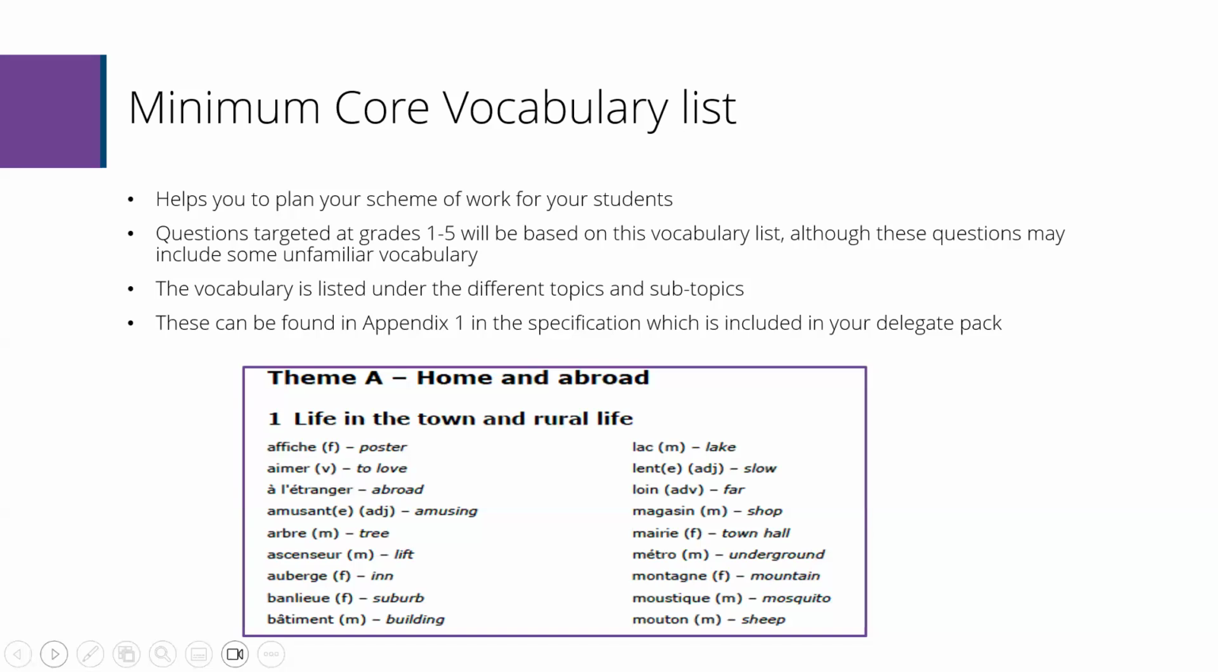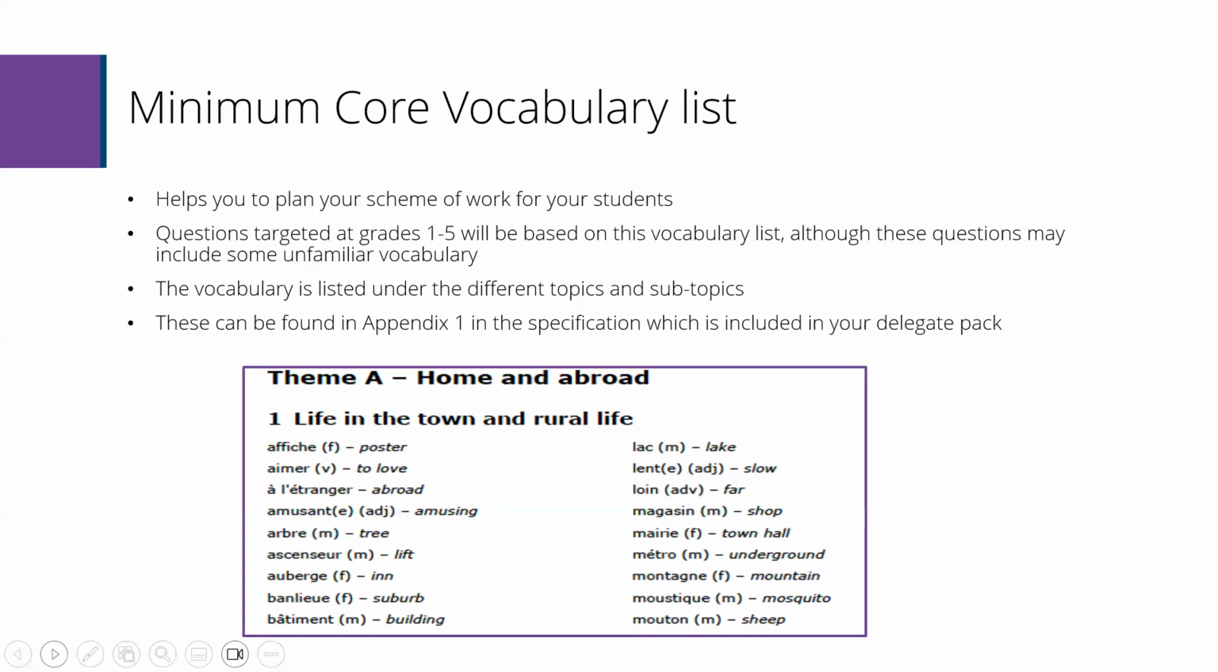We've also produced that vocabulary with an indication of the part of speech. So whether it's a feminine noun, or whether it's a verb, whether it's an adjective, adverb, etc. And so that vocabulary will appear for you. And the vocabulary is sorted alphabetically.